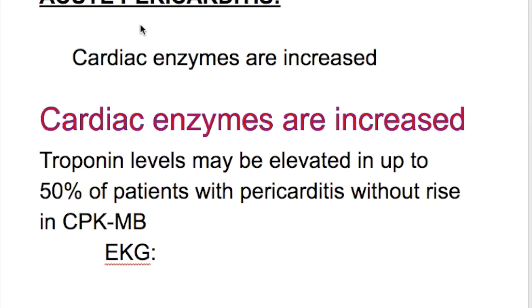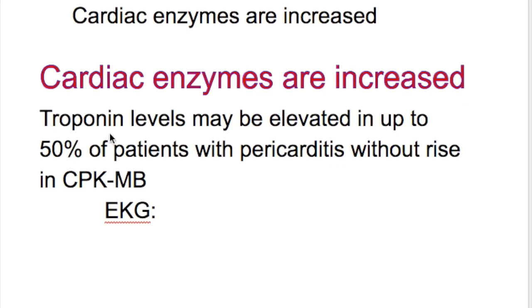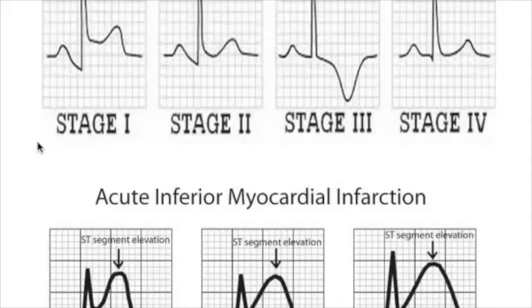The other cardiac condition in which cardiac enzymes are increased is myocarditis. So the troponin I levels may be elevated in up to 50% of patients with pericarditis, but without a rise in CK-MB. So how do you differentiate the ECG of the acute pericarditis from that of acute myocardial infarction?